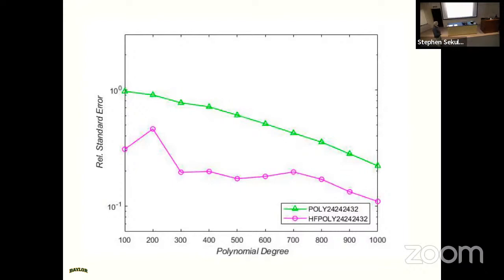Okay. What happens if you do this for higher and higher polynomials, however, you find that these two curves come together. And the reason is because eventually the polynomial method at high enough order is also deflating. It's simulating the low eigenvalues of the system. And so additional explicit deflation doesn't actually help.